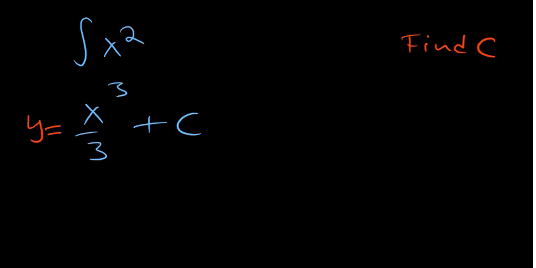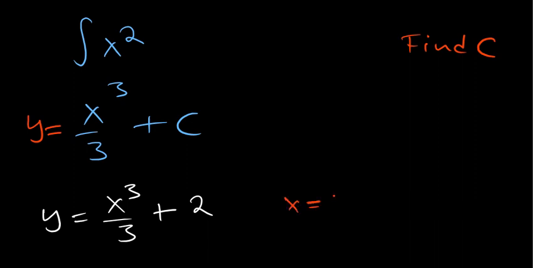Okay, so let's assume the original function itself was x to the power 3 over 3, and then plus, let's say, a certain constant 2. Let's say this is the original function. In such a case, if we had the value of x to be 3, we expect to have 3 to the power 3 over 3 plus 2. Of course, 3 to the power 3 is 3 times 3 times 3, so that will go, you remain with 9, 9 plus 2.